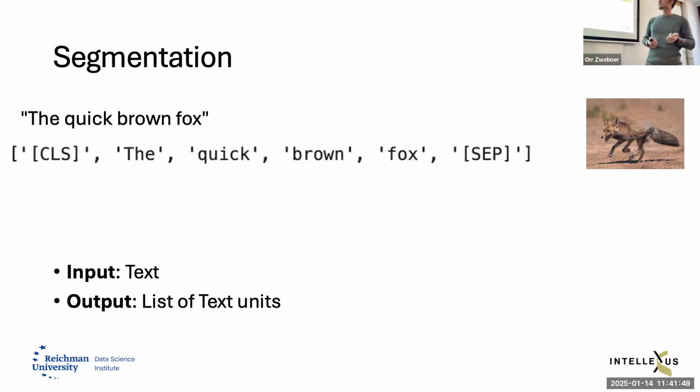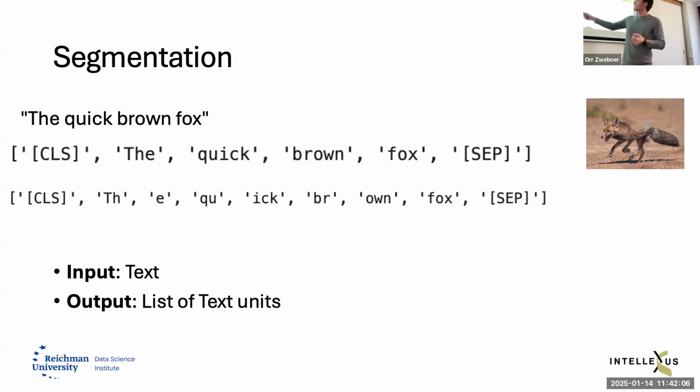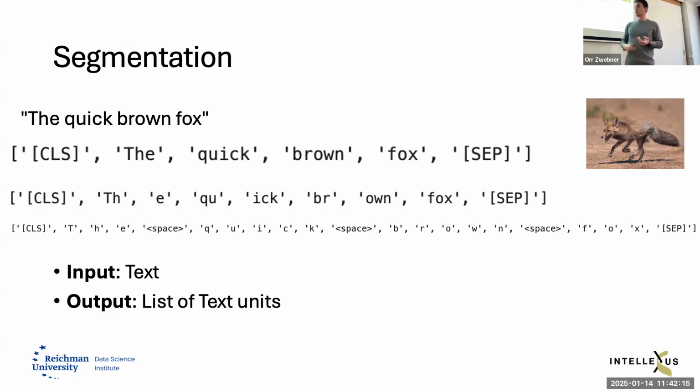So I have a few options. I can just split it into words, with markers for the beginning of a sentence and the end of a sentence, and you can see we have here 4 words, totally 6 tokens. I can break it into subwords: TH, E, each one of them a different token, QU, ICK, etc. And I can also break it into characters, and also add the space tokens. Eventually all of them are options.